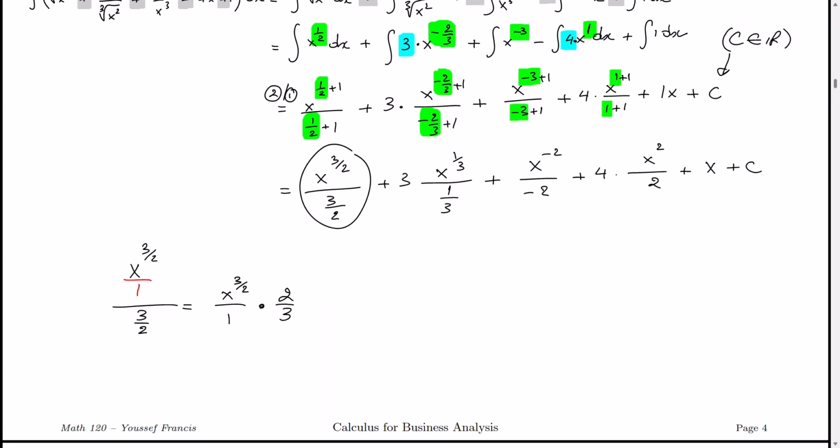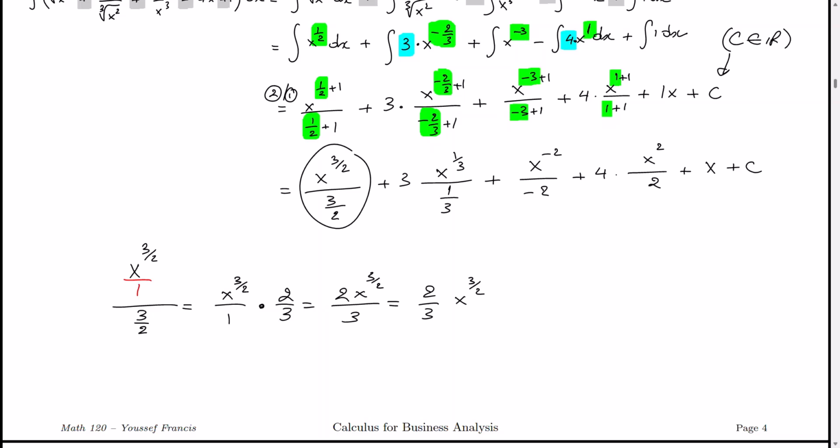And this is now a product of two fractions. And how do we proceed forward? We just multiply the top with the top, the bottom with the bottom. So it's really going to be 2x to the 3/2, all divided by 3 times 1, which is just simply 3. Some people prefer to write 2/3 of x to the power of 3/2. Regardless of how you do it, it's the same. So it's up to you. You can do either one.